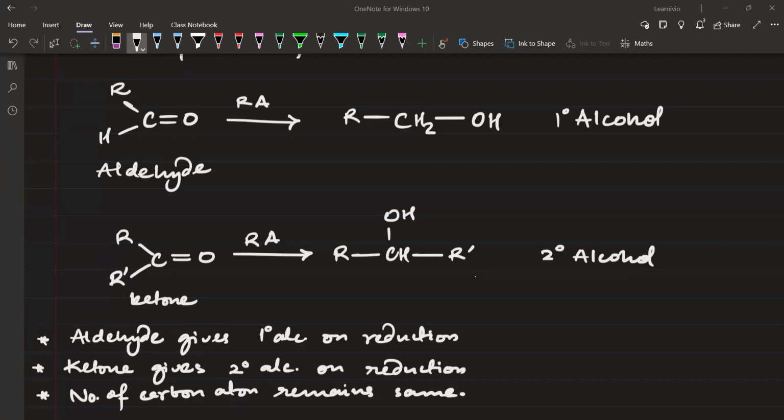If it had 1 hydrogen, then it will become 2 hydrogens. If it had 0 hydrogen, उसके बाद एक हाइड्रोजन आ जाए. ठीक है, that's it. These are the only 2 cases which you are going to see.